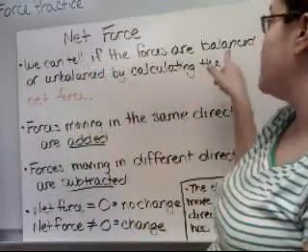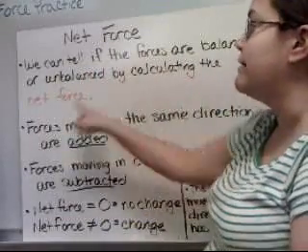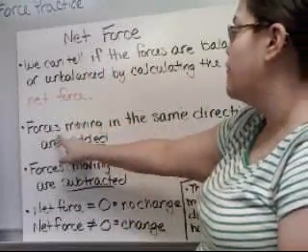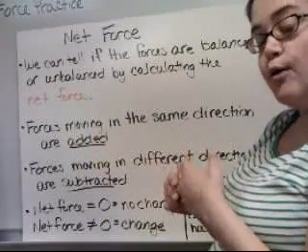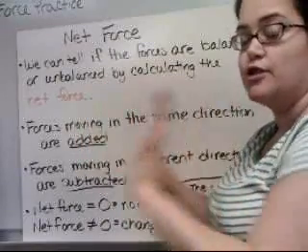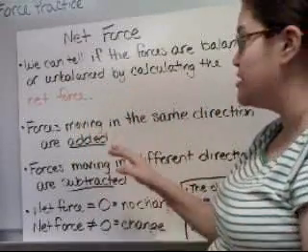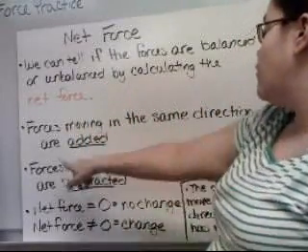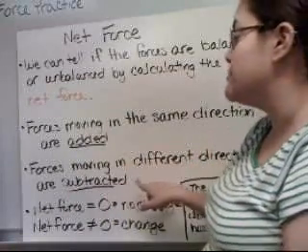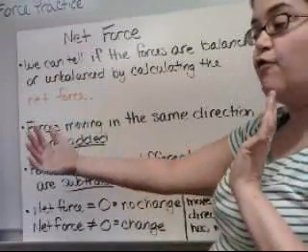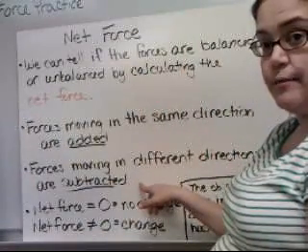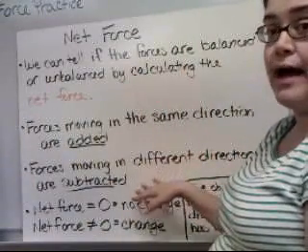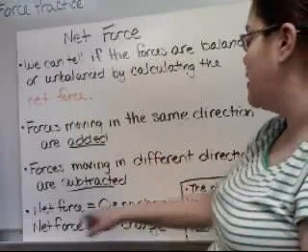So we can tell if the forces are balanced or unbalanced by calculating the net force. Forces moving in the same direction are added together. So if you have two or more forces that are moving or pushing or pulling in the same direction, you add them up. Forces in different directions are subtracted. So if you have forces that are moving in opposite or different directions, you subtract them from each other. Okay? This is very simple math. It's just adding or subtracting.